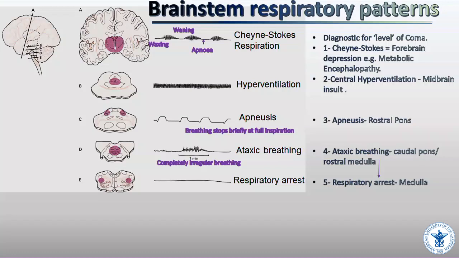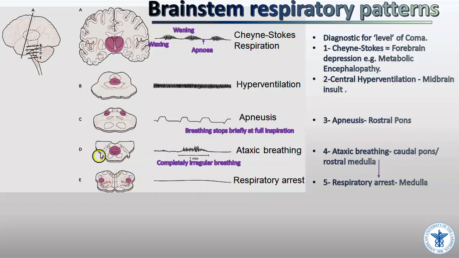Very briefly, I don't know if you've had this in the respiratory physiology classes about the different respiratory patterns, but very, very briefly, we won't go too much into the depths of this. But of course, we'll start from the lower medulla. In the lower medulla, you have two respiratory centers. If you have a section there, it can be fatal. So there's respiratory arrest in the caudal medulla, okay?